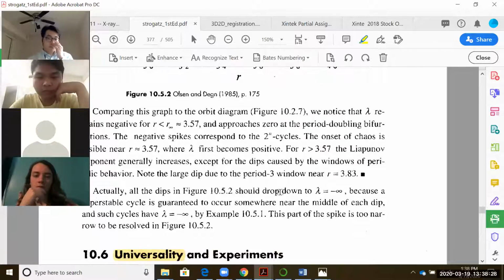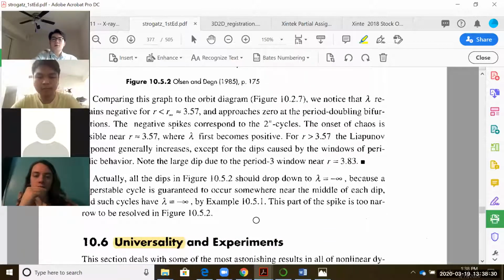Okay, I think this is a good time for me to stop, because there's one more section in this chapter on universality, and we'll come back to talk about that next Tuesday.